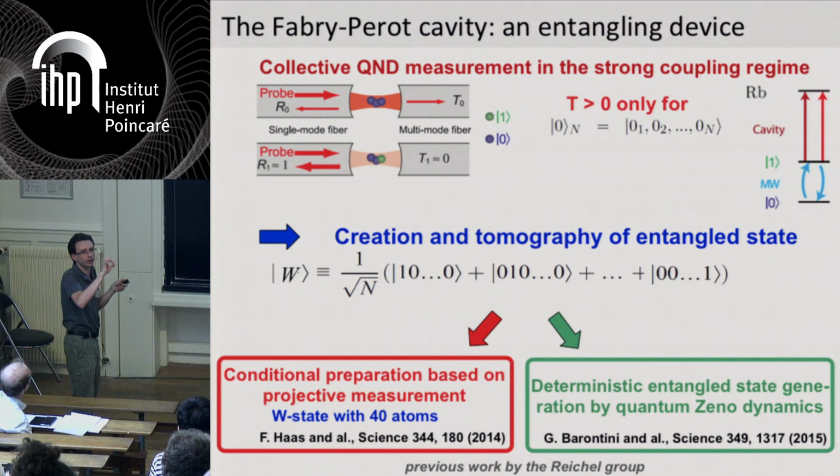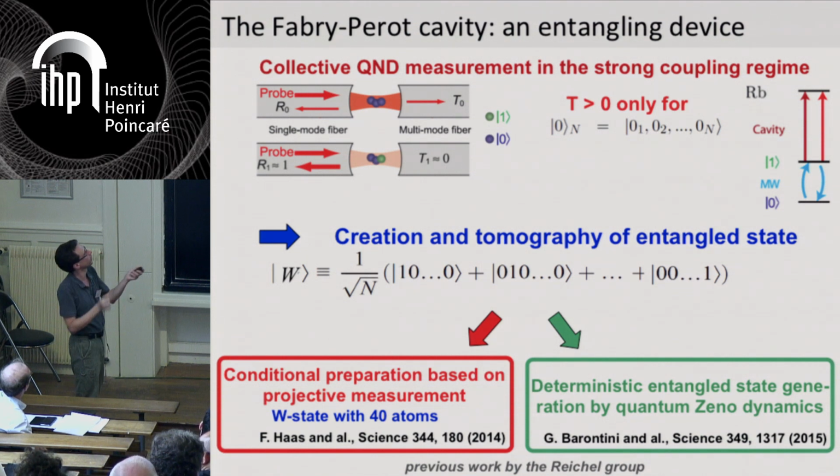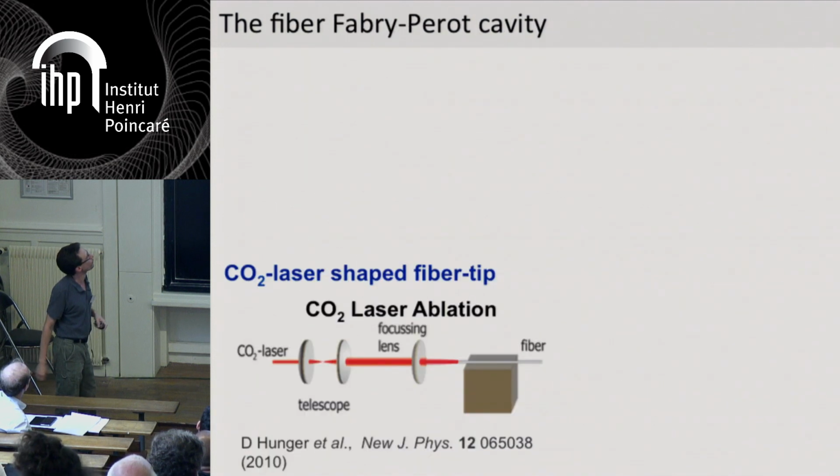And because they keep measuring in 0, the system cannot reach the 0, 0, 0 state. And at some point of the coherent evolution, it reaches a state which is, again, very close to this W state. So this is our previous work from the Reichel group.